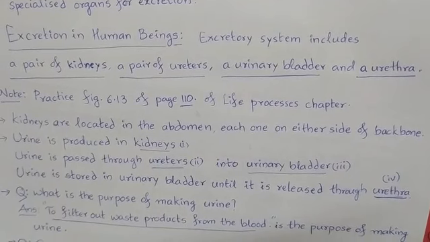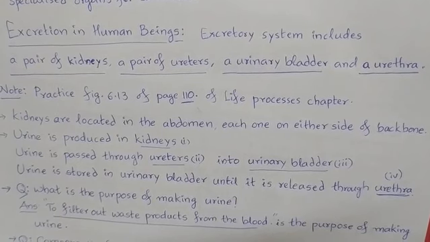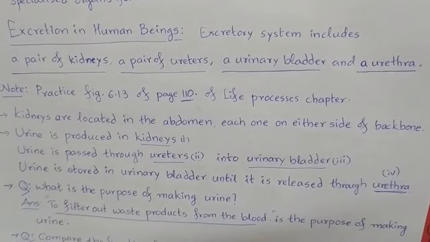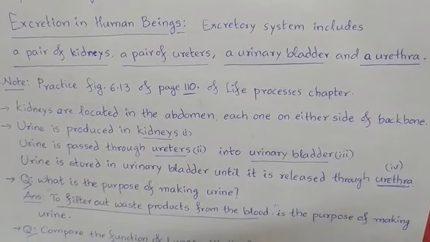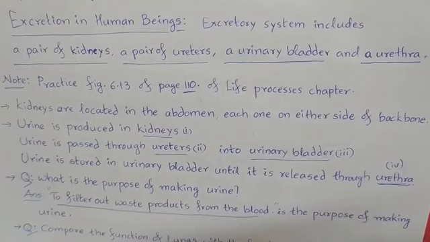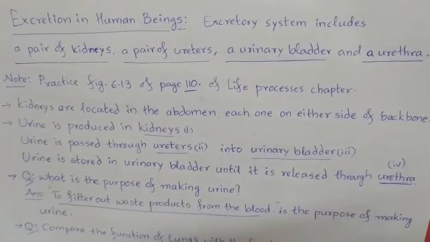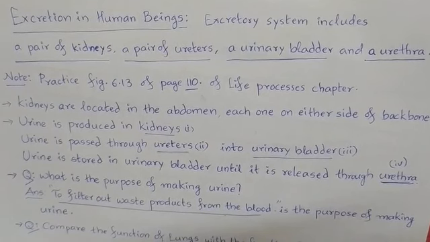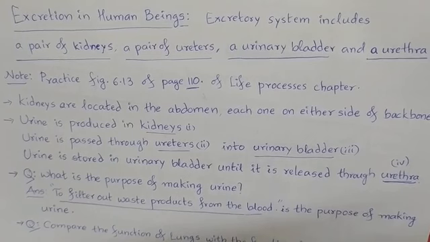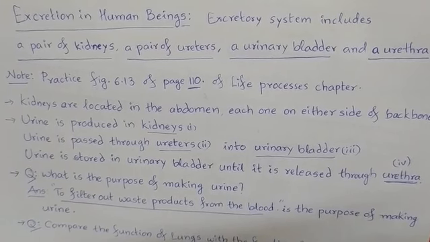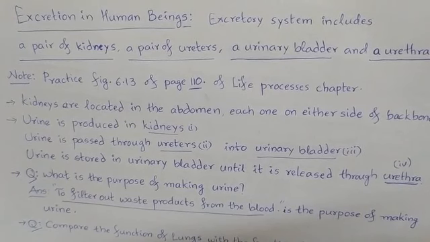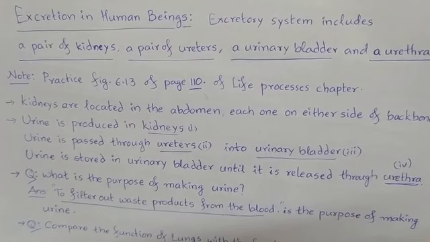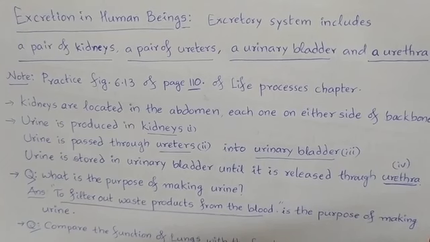Okay, let us learn about the kidneys. Kidneys are bean-shaped organs. As already said, a pair of kidneys are present in our body. Where are they located? Kidneys are located in the abdomen, especially lower abdomen. A pair of kidneys are there. So each one is located on either side of the backbone.